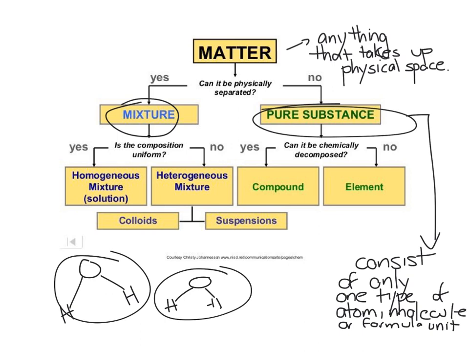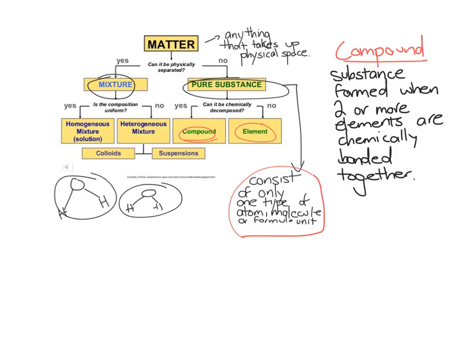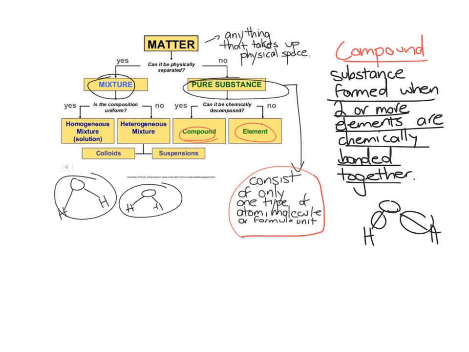And then there's two subcategories of pure substances. So we have compounds and then we have elements, as you can see here. A compound is a substance formed when two or more elements are chemically bonded together, as we've said here. Water, again, is a prime example of that. Two or more elements, so oxygen and hydrogen, chemically bonded together by these bonds. That's a compound. The other type that we have right here is an element. And an element is a pure substance that consists of only one type of atom.